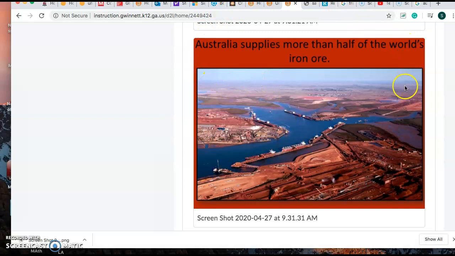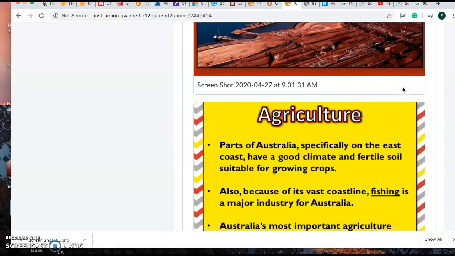It says that Australia supplies more than half of the world's iron ore, meaning that they have over half of the entire world's iron ore and they ship it out to everybody in the world, okay? So you can find a lot of iron here in Australia.